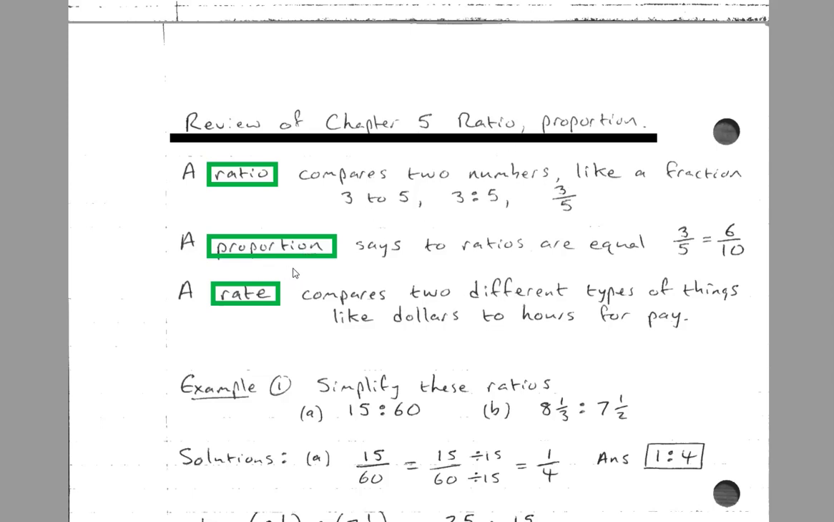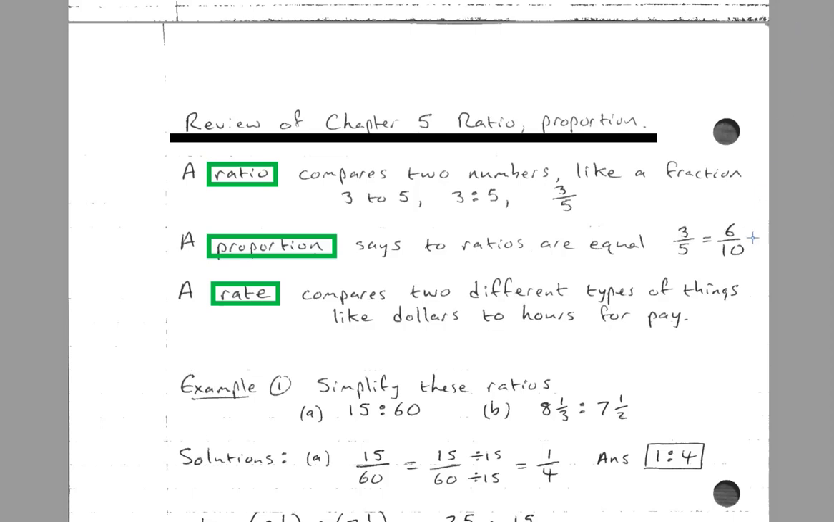Also, a proportion says that two ratios are equal. So something like this, 3/5 equals 6/10. So that's a true proportion.